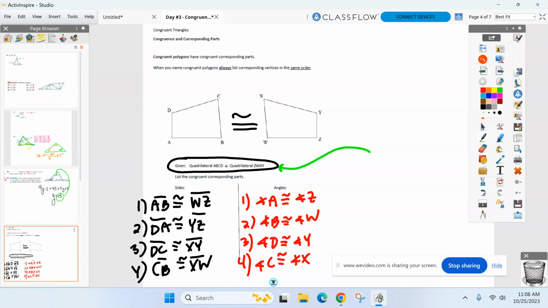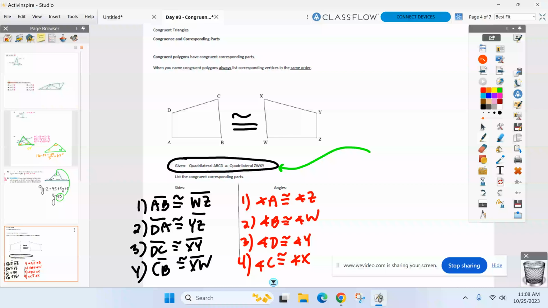Who gave me the first one here? Was that you, Zoe? How did I know Zoe was correct? Ready? AB. Look in the statement. Everyone see where AB is, the first two letters? WZ. Where is it? First two letters. Look over here. Who gave me angle A and angle Z first? How did I know Gabby was correct? Where's angle A? First letter. What's the first letter over here? Angle Z. That's how these statements are written.